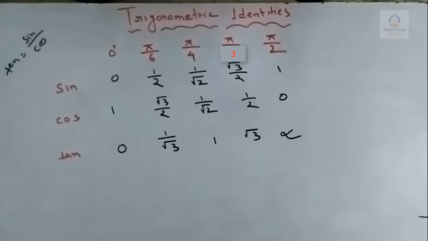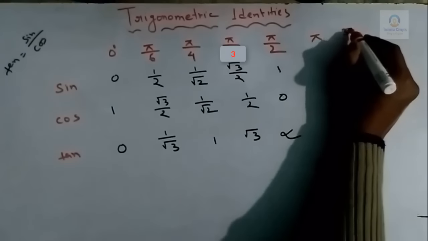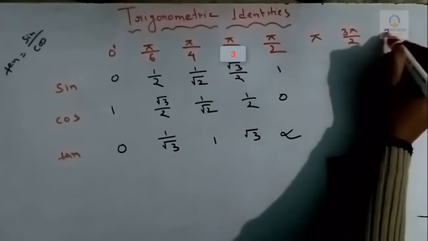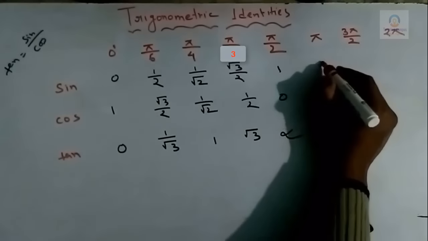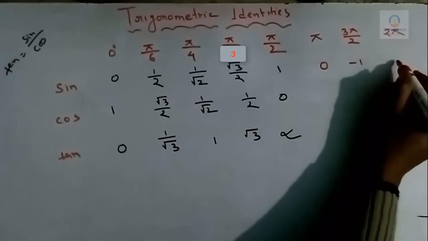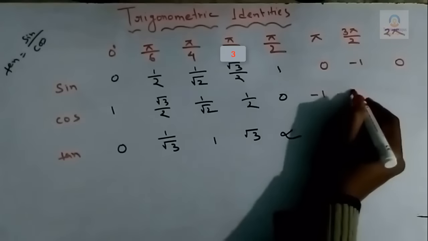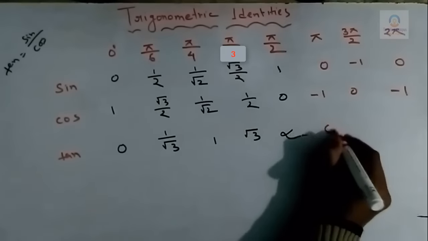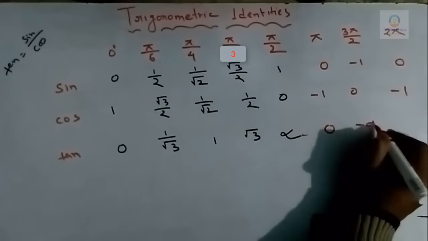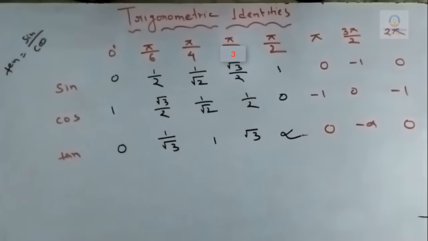Let us learn some more values of angles, that is 180 degree, 270 degree, and 360 degree. The value of sine 180 degree is 0, 270 degree is minus 1, and this is 0 again. And the value for cos at 180 degree is minus 1, this is 0, and this is 1. And this by this is 0, this by this is minus infinite, and this by this is again 0. Please try to remember all these values, because we will use them in the problems of integration.